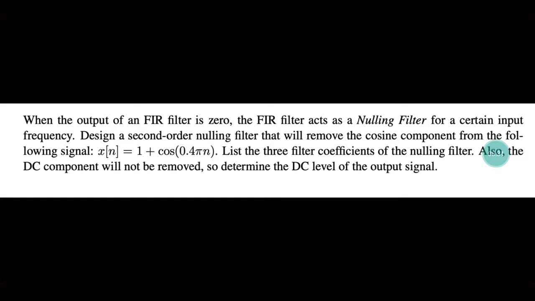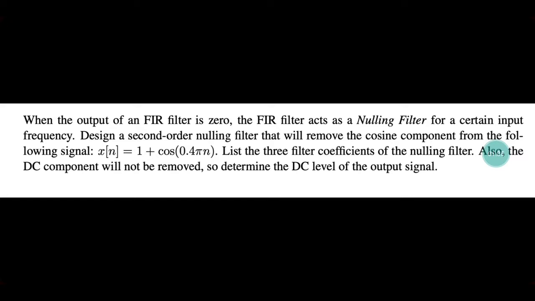So when the output of an FIR filter is 0, the FIR filter acts as a nulling filter for a certain input frequency. For a certain input frequency, the nulling filter's output is 0, so it blocks that frequency. We have to design a second order nulling filter that will remove the cosine component from the following signal: x[n] is equal to 1 plus cos 0.4 pi n, meaning cos omega 1 n. You can assume this 0.4 pi as omega 1.